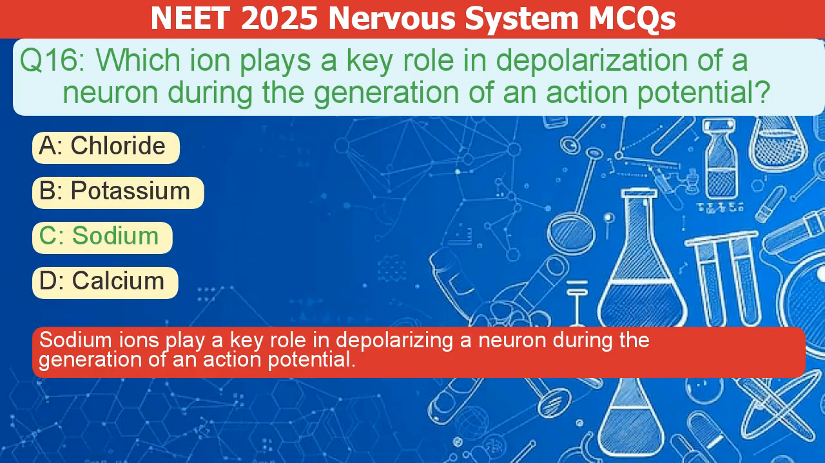The correct answer is C. Sodium ions play a key role in depolarizing a neuron during the generation of an action potential.